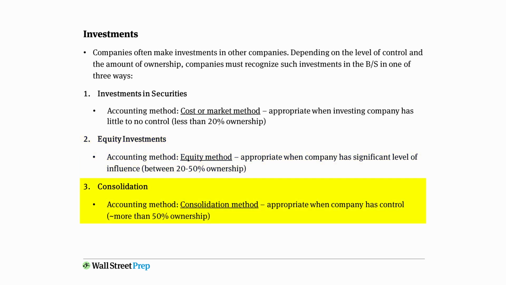And then lastly, when a company has control, usually we define that as more than 50% ownership of an investment. Well, the accounting method that's appropriate is no longer investments in securities. It's no longer equity investments. It is now consolidation. We're going to talk about each one of those approaches, and we're going to start with investments in securities.